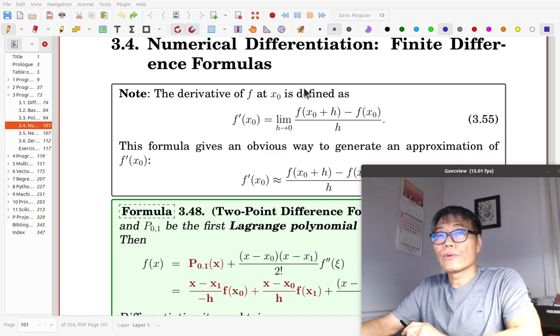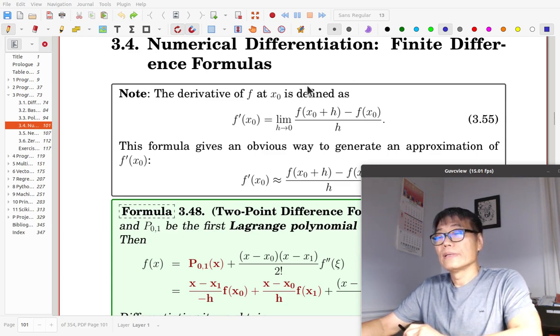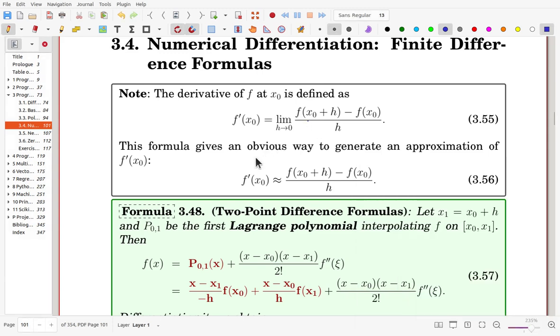Section 30.4 Numerical Differentiation, Finite Difference Formulas. The derivative of f at x0 is defined as in this equation. This formula gives an obvious way to generate an approximation of f prime at x0. The quotient is approaching the derivative as h approaches 0. So the quotient itself will be a good approximation of the derivative when h is small.